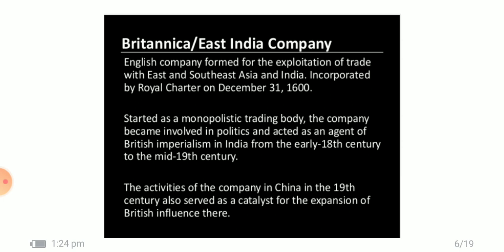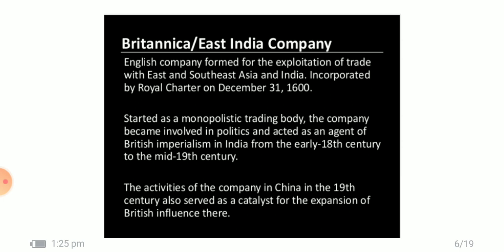East India Company. It was an English company formed for the exploitation of trade with East and Southeast Asia and India, trading in goods like tea, coffee, indigo. It was incorporated by Royal Charter on December 31st, 1600 by the British Queen, that is Queen Elizabeth. They started as a monopolistic trading body.